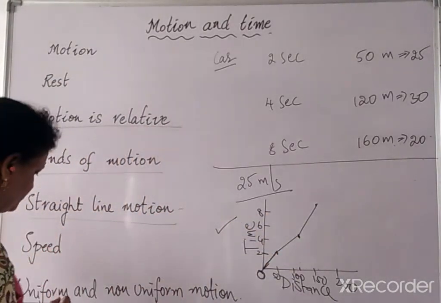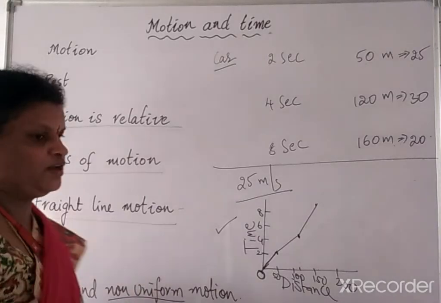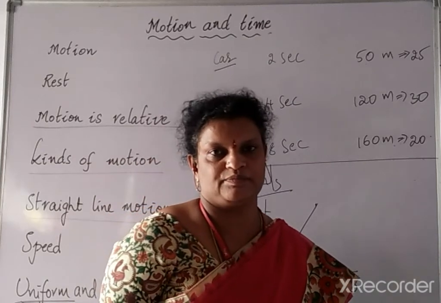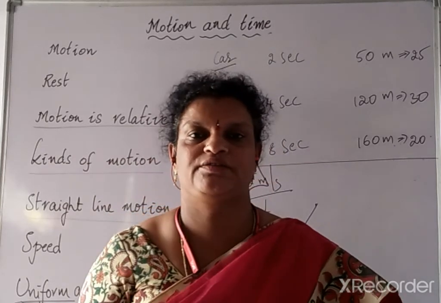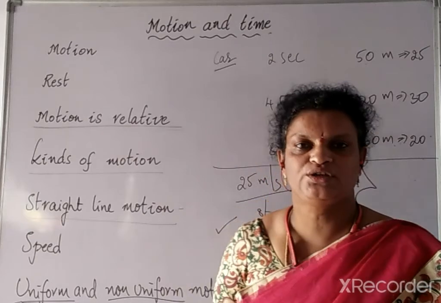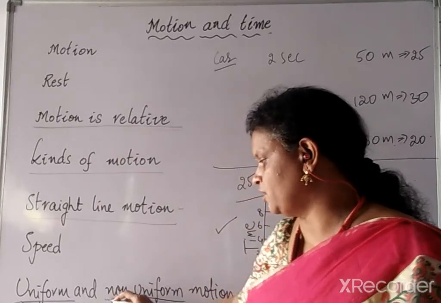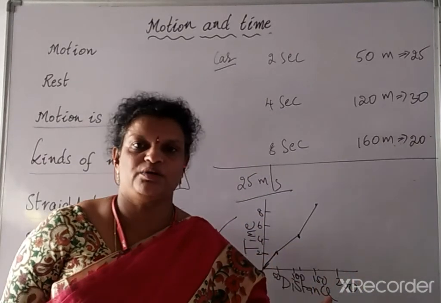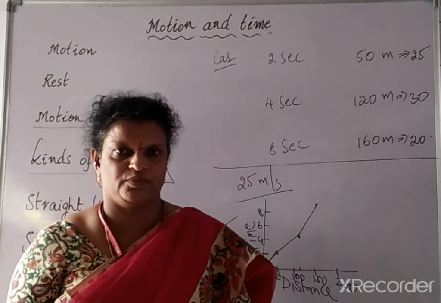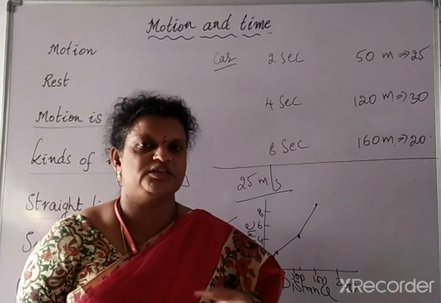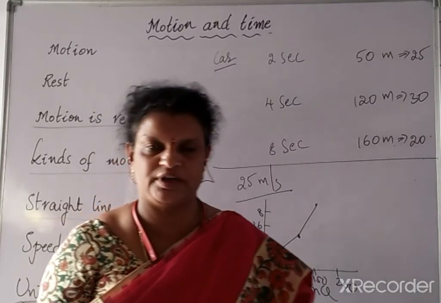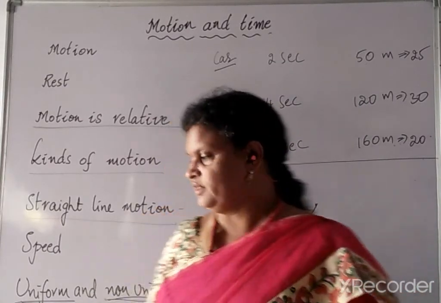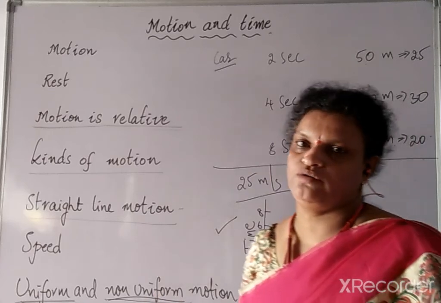How do we define uniform motion and non-uniform motion now? If any object is able to cover equal distances in equal intervals of time, that particular motion is called uniform motion. And how to define non-uniform motion? When an object covers unequal distances in equal intervals of time, or equal distances in unequal intervals of time, you can say either. One should be unequal and the other equal. Then we call that type of motion non-uniform motion.